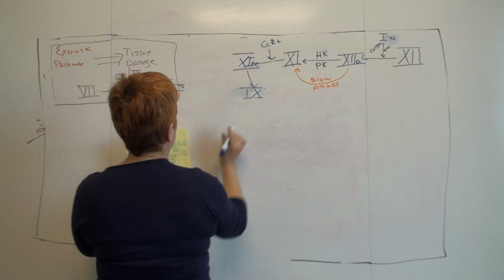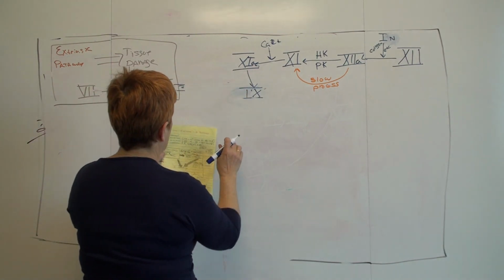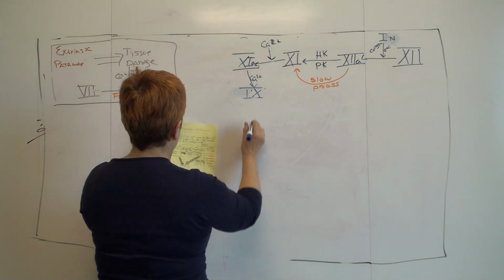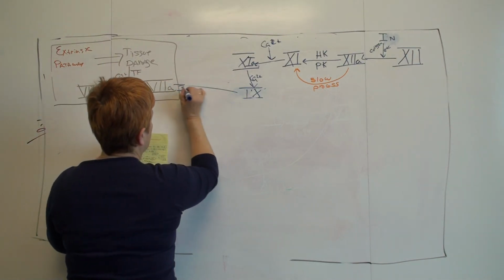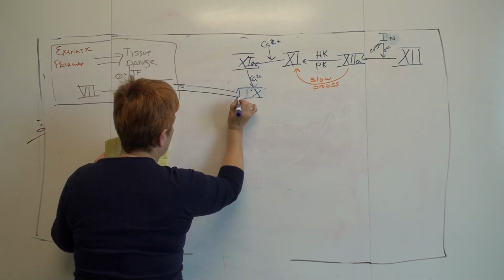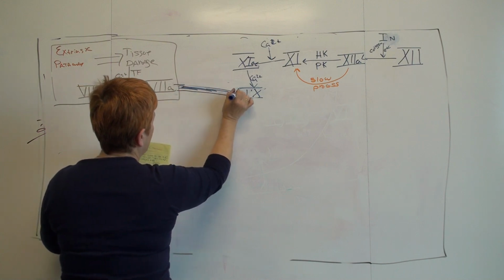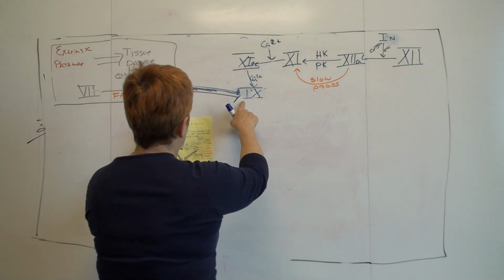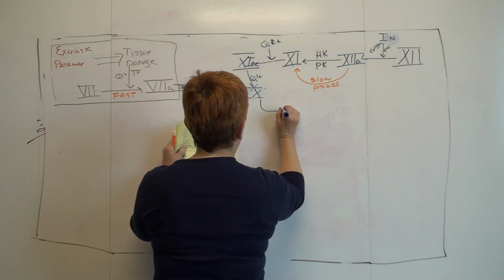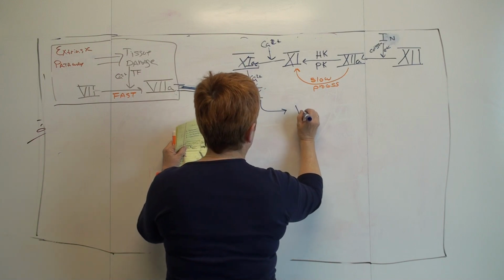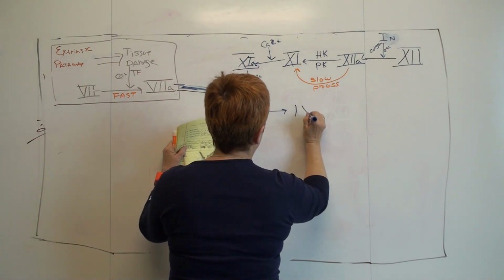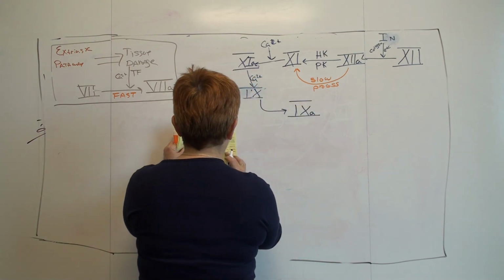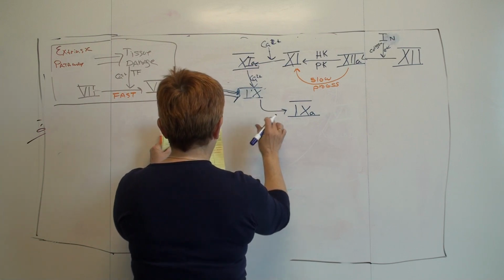All right. When I go here, I also need calcium. All right. Seven A activated is going to help go to my 9. All right, now I need to get to 9A, 10, that's 9A. All right, 10 goes to 9A.